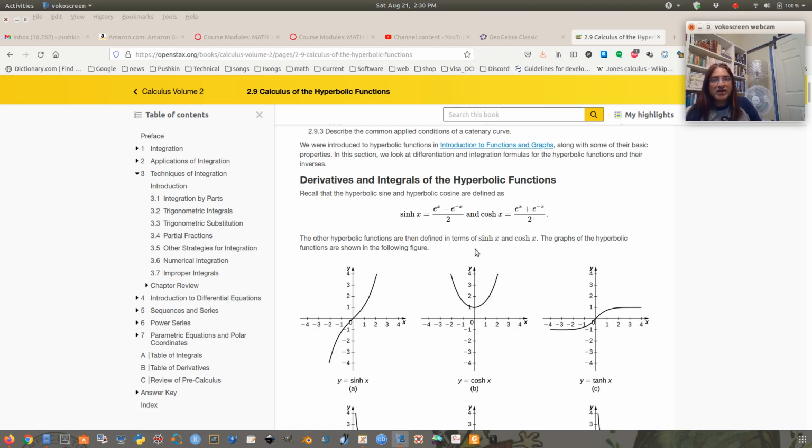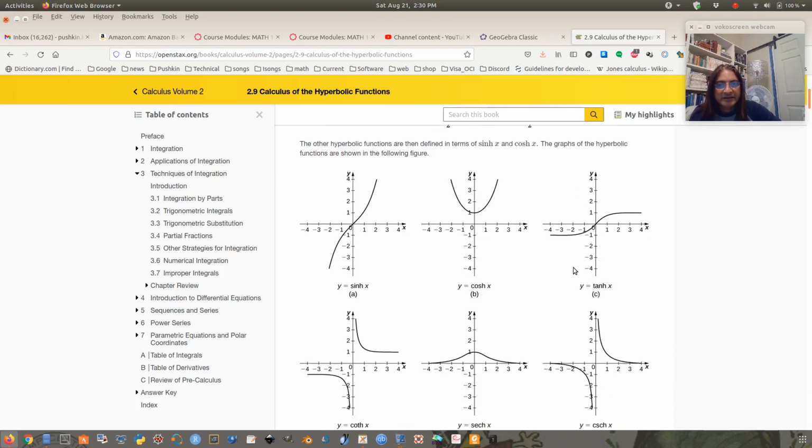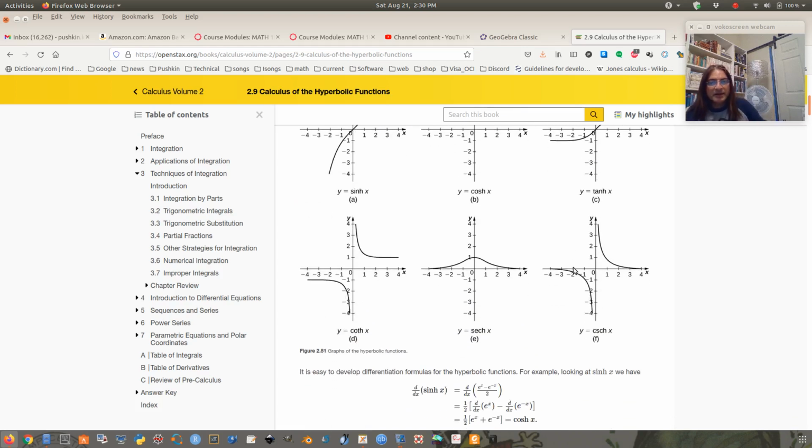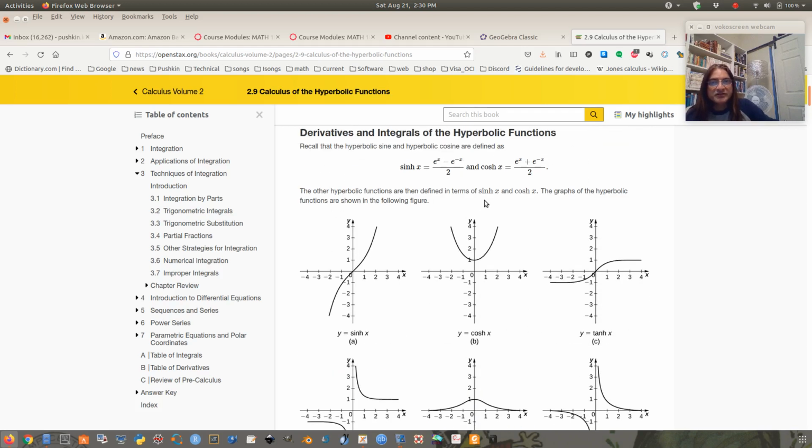Then tanh x, the hyperbolic tangent, is sinh x divided by cosh x, right? And then similarly the others: sech x is 1 over cosh x, right? And you can see how these functions look. The sinh x is like this.